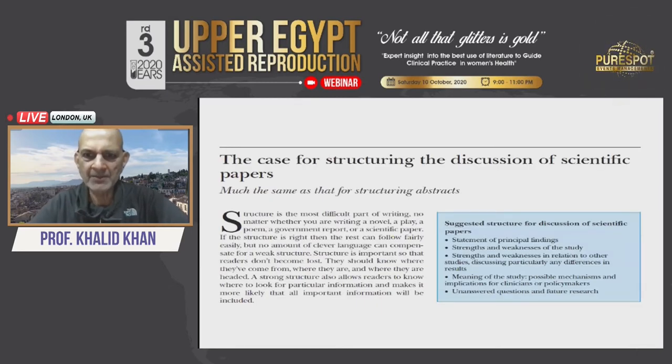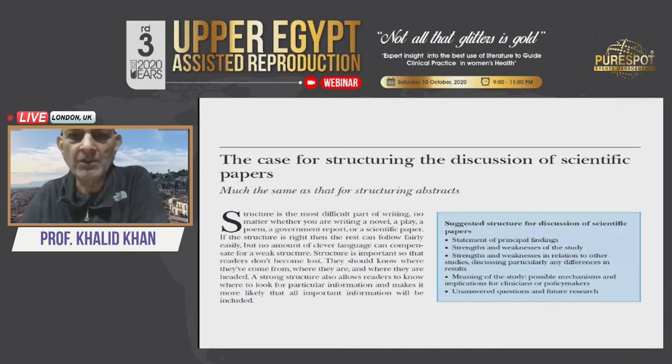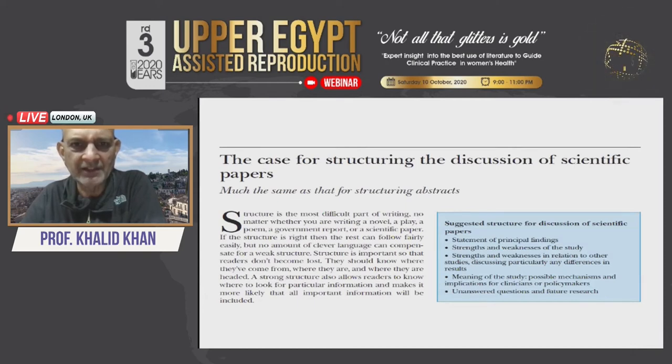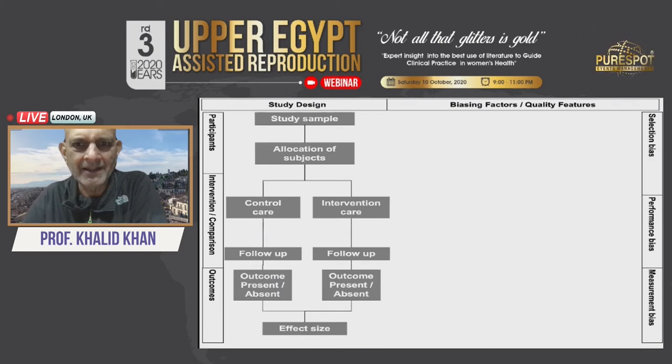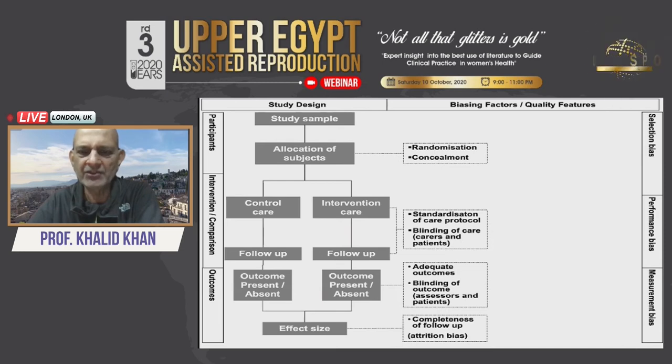In the discussion of a scientific paper, you will have a section on the strengths and weaknesses of the study. And here you should be able to see if the authors have honestly reported, and if the peer reviewers and editors have asked them to do their job properly, as to what are the good and the bad points concerning the strength of the paper. And from reading strengths and weaknesses, you can come to a conclusion as to the features necessary for assessing whether the findings are trustworthy, which are factors or quality features. And they relate to at least four things: selection bias, performance bias, measurement bias, and finally, attrition bias, which relates to completeness of data in the study.